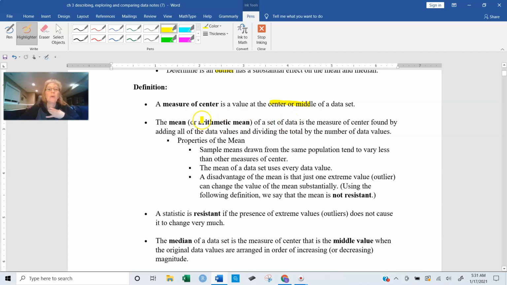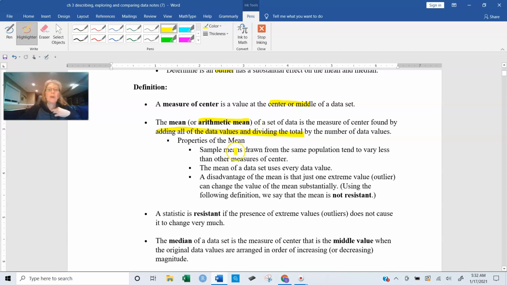The mean is technically called the arithmetic mean because we calculate it by adding. For a set of data, it is the measure of center found by adding all of the data values and dividing by the total, which we have done before also.